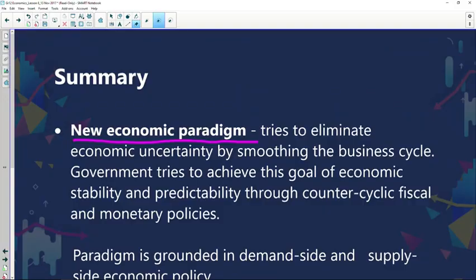So let's go back and look at the new economic paradigm that we referred to in our first point. So this tries to eliminate economic uncertainty by smoothing the business cycle. So government tries to achieve this goal of economic stability and predictability through the counter-cyclical fiscal and monetary policies. Okay, I'm sure you're sitting there like, now we're going big with this business jargon. So let's just unpack it for you.